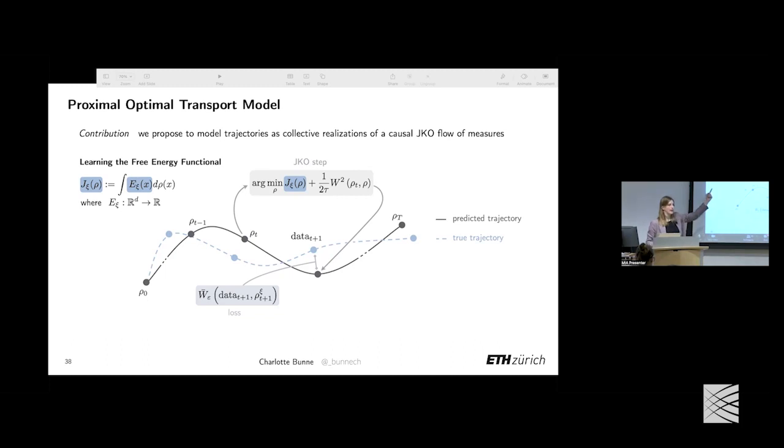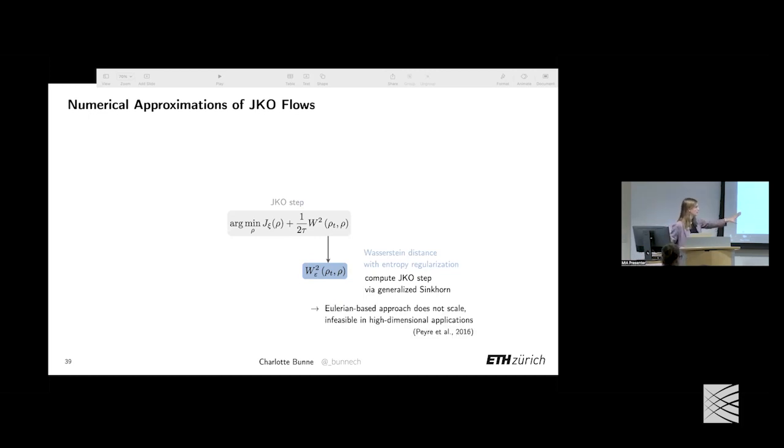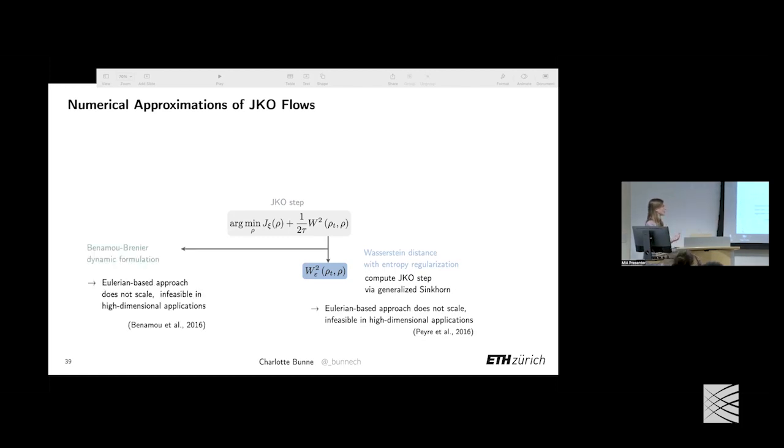So how do we backpropagate through the argmin? And the even more dominant question is, how do we actually solve the argmin in the first place? There have been several approaches proposed. I'm skipping this a bit. One is based on replacing the entropy with an entropy-regularized Wasserstein distance. The other depends on the dynamic formulation of Benamou and Brenier. This is some ideas we are borrowing here, but both of these methods don't scale.